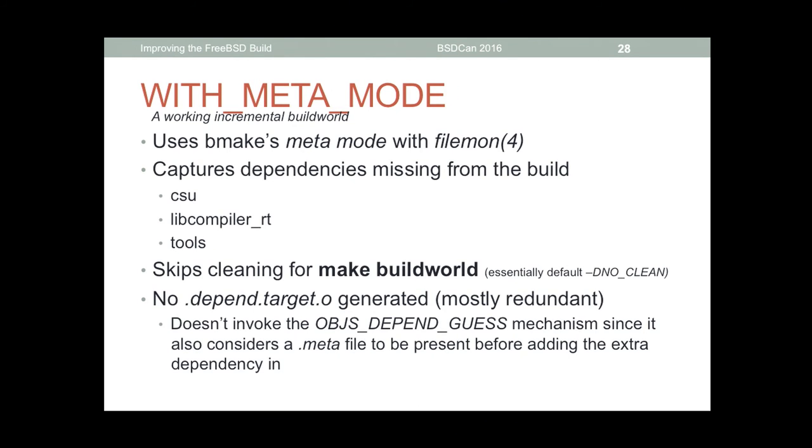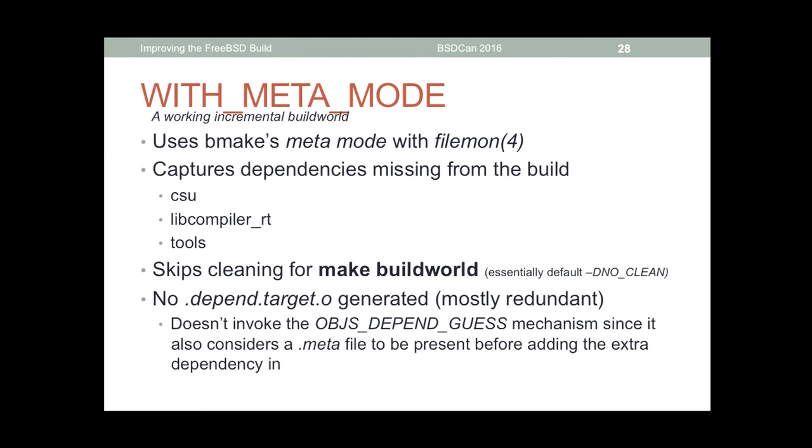So now we have a feature called MetaMode in the build. And this provides us a working incremental build. This too came in with Simon's merge, but a lot of extra work has gone into it over the past few months to make this work well with build world. And now I consider this stable. So this uses bmake's MetaMode and FileMon to capture all of the stealth dependencies we have that are very important for rebuilding and to rebuild for command changes.